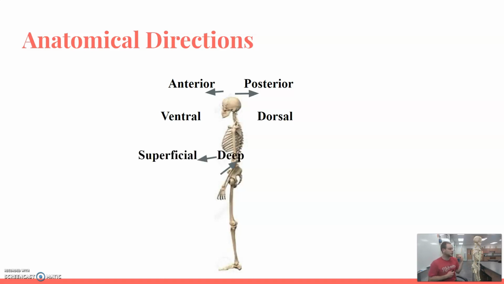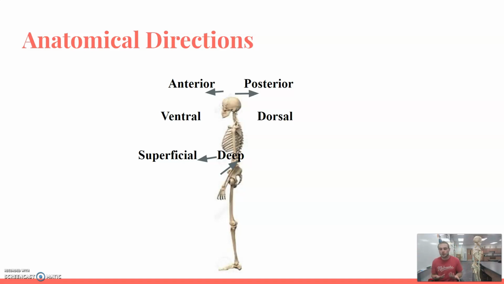Then we have superficial and deep. Superficial, you think if somebody is a very superficial person, they are very surface level. You don't really know them very well. They don't have a lot of depth to them. Superficial is going to mean towards the surface. So if we're looking at Bartholomew here, you can imagine he's got his guts all in here. Superficial is going to be the skin on the outside here. Deep would refer to things like the guts.